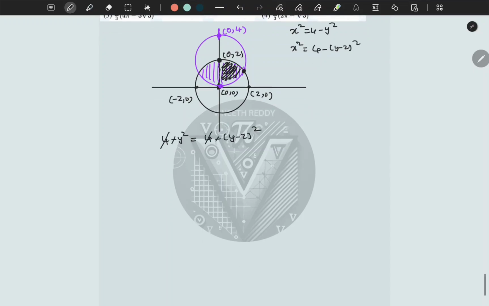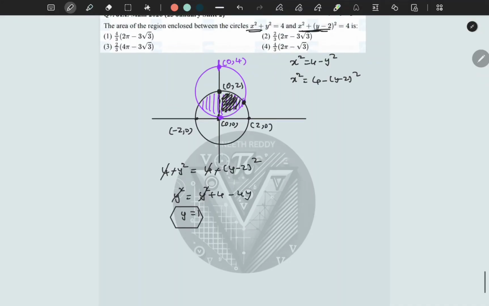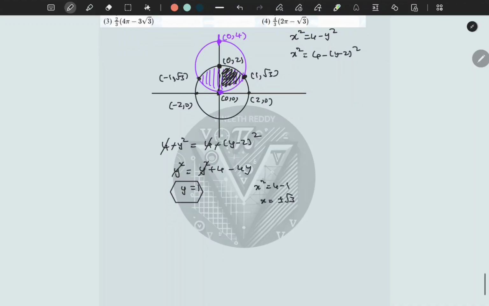So we can cancel this, negative sign also gets cancelled. Y square is equals to, if I expand this, I get y square plus 4 minus 4y. So we get y as 1, right? Yeah, of course y is 1. And if y is 1, x square is 4 minus 1, x is equals to plus or minus root 3. That means this point is root 3 comma 1 and this point is minus root 3 comma 1, right? Right. So how do we solve it?